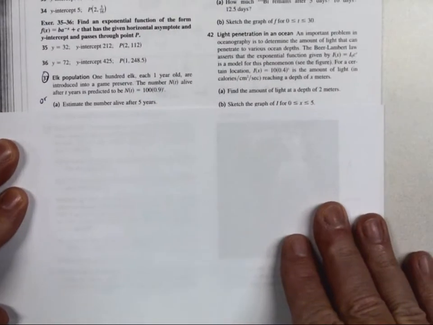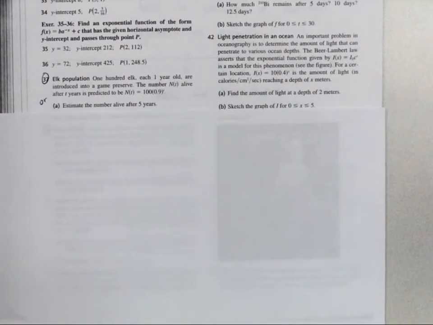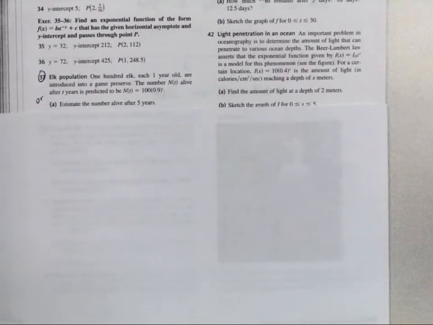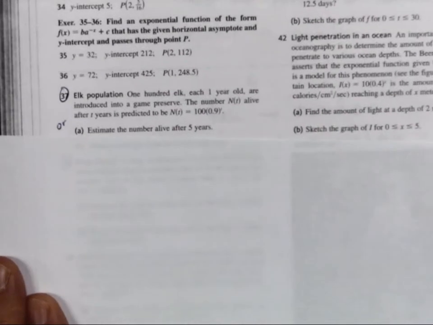So let me put this on here, and I'll try and make it large enough. I found this in a book. This is like one of these nature science experiments. Number 37. It's called elk population.